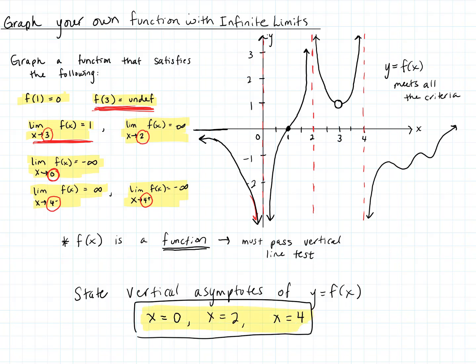And there we go. We had a choose your own function where we're given a bunch of criteria and we create a graph to satisfy that criteria. And we're also able to pull off what the vertical asymptotes are after we're done.